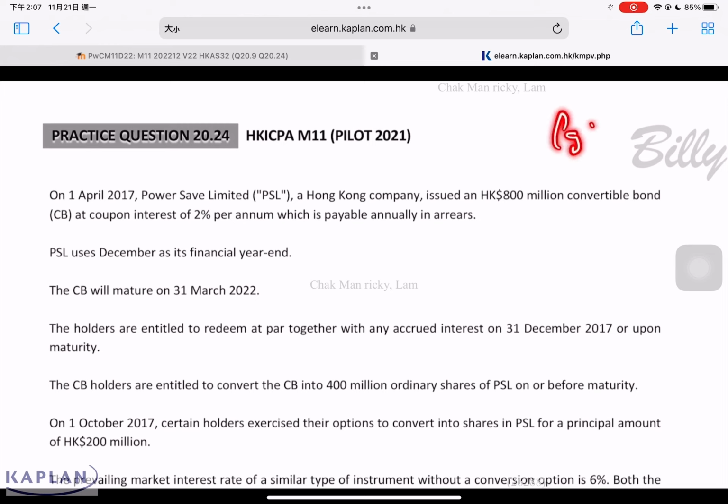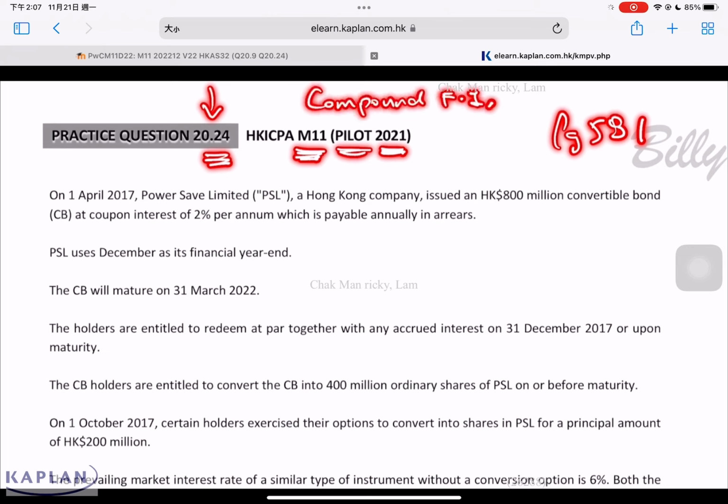Please refer to page 581, question 20.24. This is a Module 11 question from Pilot Paper 2021. This question is to discuss the accounting for compound financial instruments. Study the questions, understand the issue. We're going to discuss this question shortly.